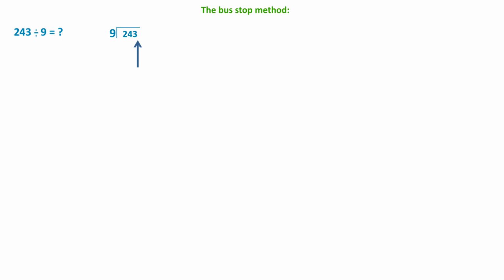Okay, so once we've drawn out our bus stop, we're going to work through and divide each place value of the number on the inside of our bus stop by 9. But the important thing here is that we're not going to express our answer as a decimal, we're going to do the division using the remainder theorem. So we start off on the very left hand side here at the highest place value, and we'll do 2 divided by 9.